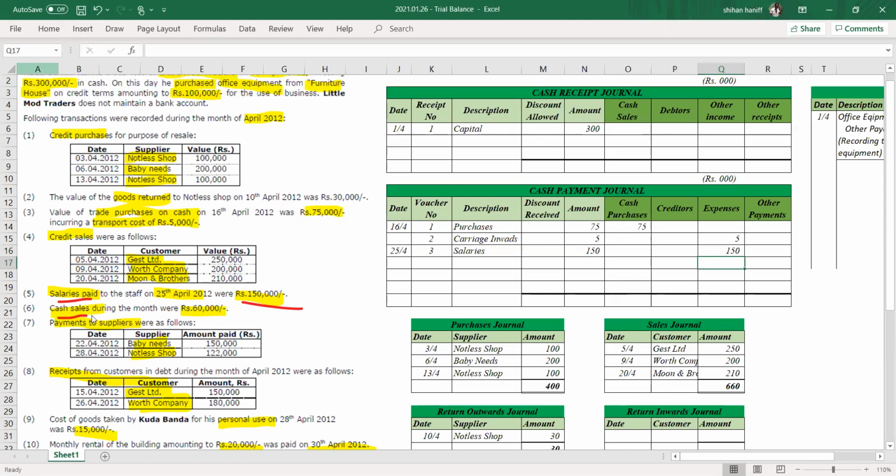Then cash sales 60,000, which will be recorded in the cash received journal. So since they are not given the date, we'll take the closing date, sales 60,000 under cash sales.